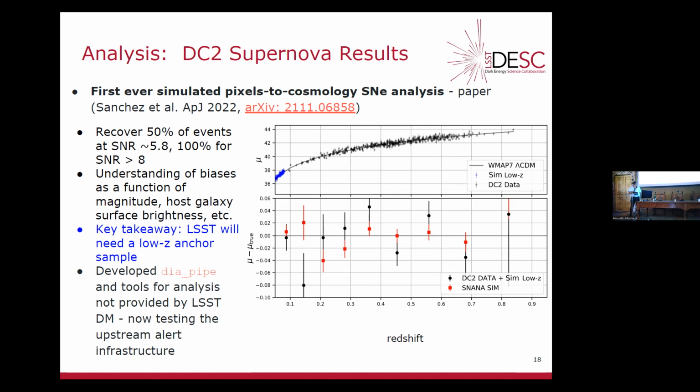Of course, one of the big important things here is that LSST will need a low-z anchor sample in order to have a correct Hubble diagram. DESC developed the DIA pipe and tools for analysis, which were not provided by LSST DM at that time, and is now testing the upstream alert infrastructure. I don't know if it is clear in this presentation, but we're trying to be as coherent as possible with the project and to have as many interactions with the project as possible for this kind of development.